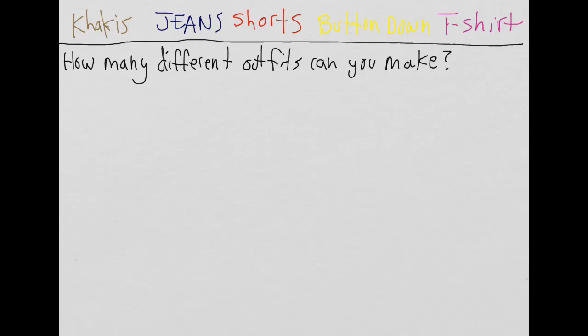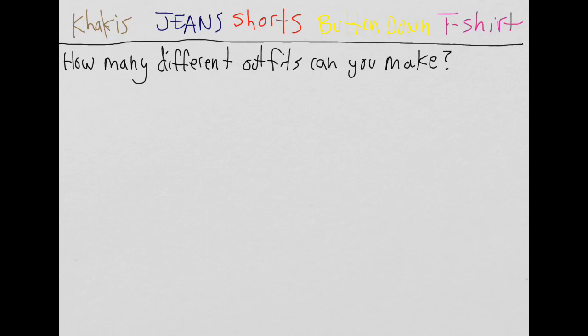Okay, so you may or may not have figured out an answer to this question. How many different outfits can you make given you have a pair of khaki pants, a pair of jeans, a pair of shorts, one button-down shirt, and one t-shirt? So essentially 3 pairs of pants and 2 different shirts. So we want to figure out how many different combinations of these exist.